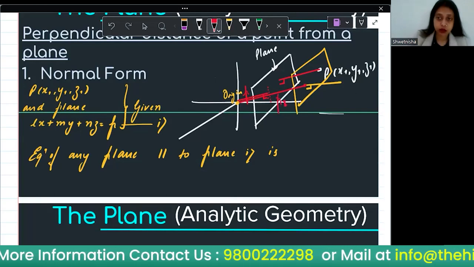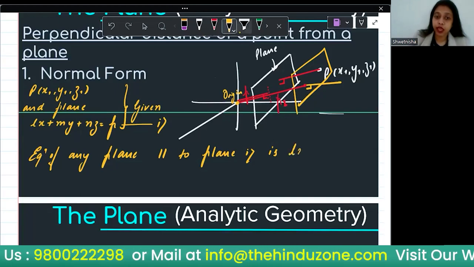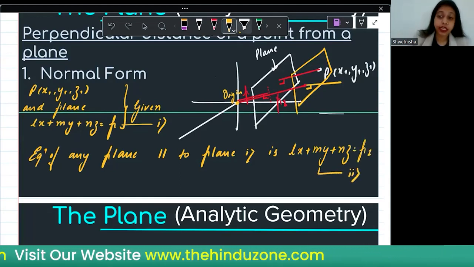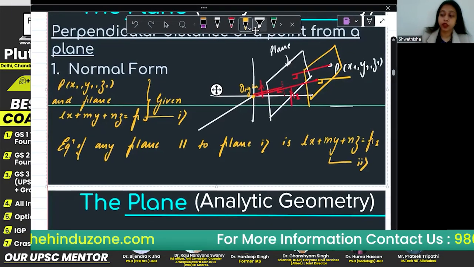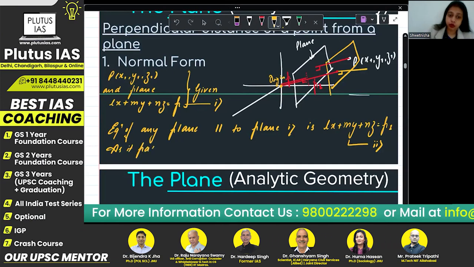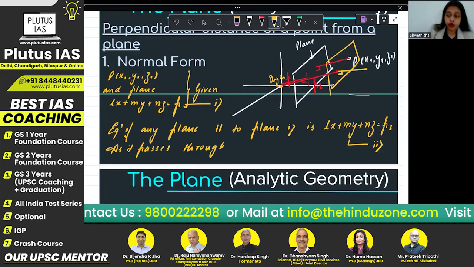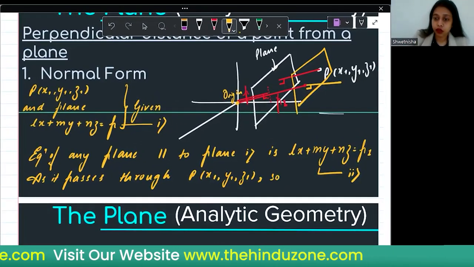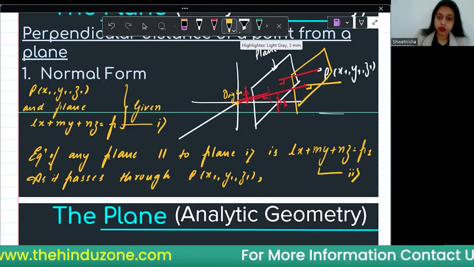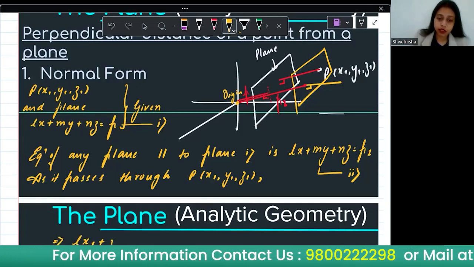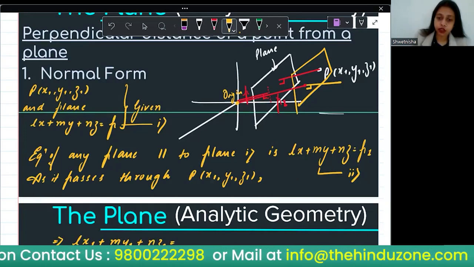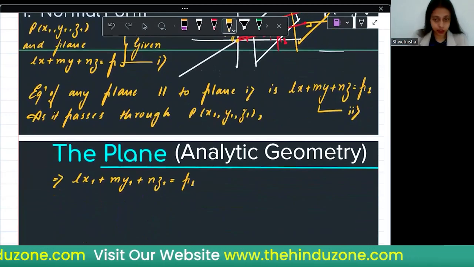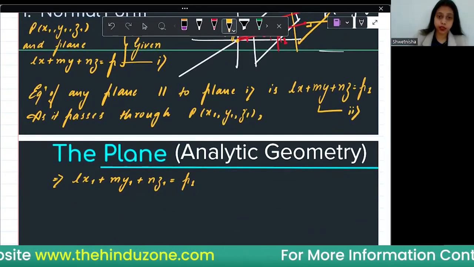Let it be p1. In that situation, the equation of this plane would be Lx plus My plus Nz equals p1. This is your second equation. But if this plane passes through your given point x1, y1, z1, as it passes through P, which is x1, y1, z1, it implies L of x1 plus M of y1 plus N of z1 equals p1. It implies equation 2 will be satisfied by this point x1, y1, z1.